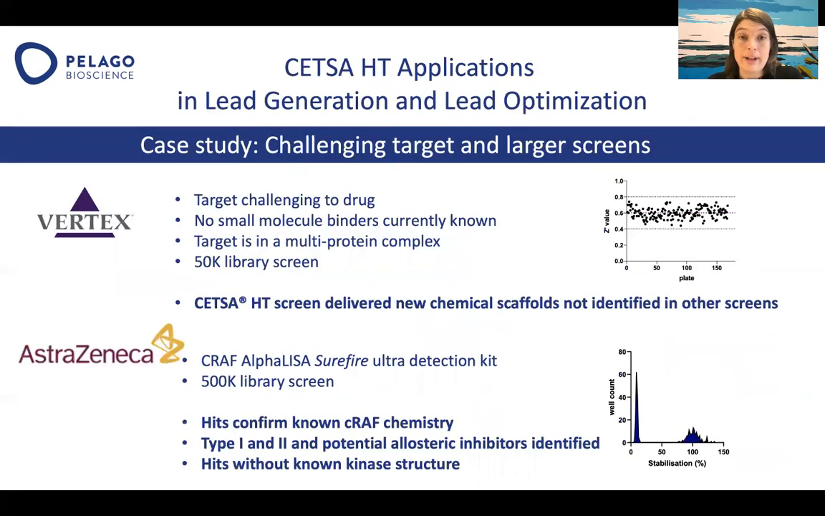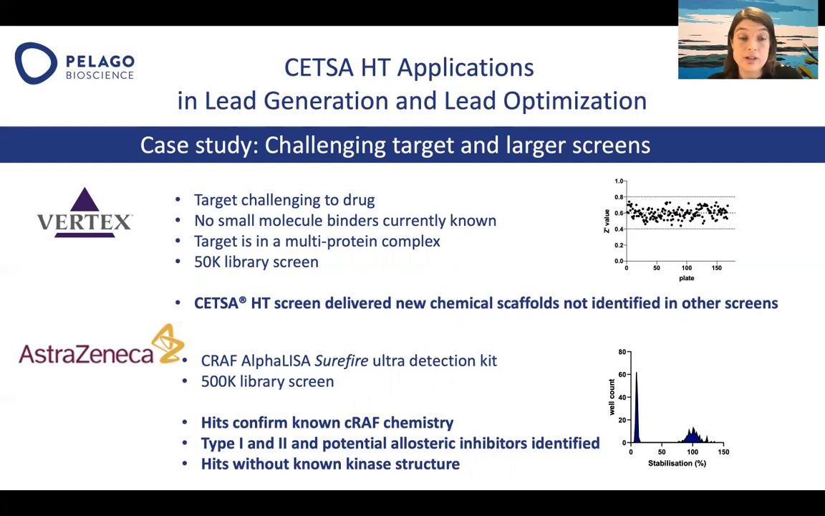And this is an application of CETSA HG that has been used for primary screening. So earlier this year, Vertex and Astra presented on their primary screens using CETSA HG. Vertex used this on a quite challenging protein where there were no known binders to the protein when they started this project. They screened 50,000 compounds against it, and the CETSA HG screen could actually deliver some new chemical scaffolds for them.